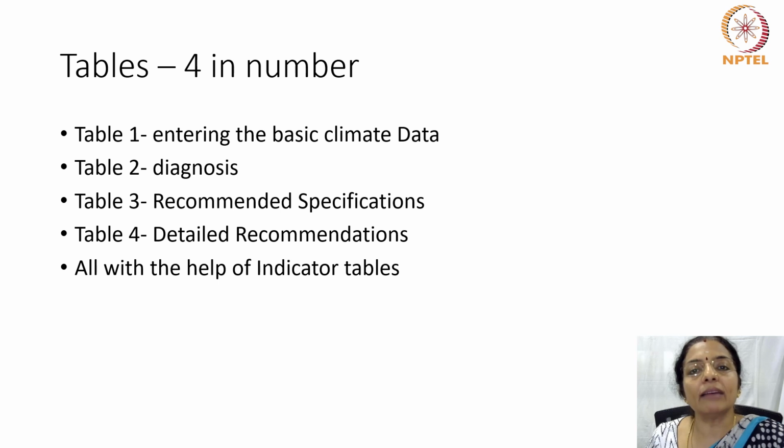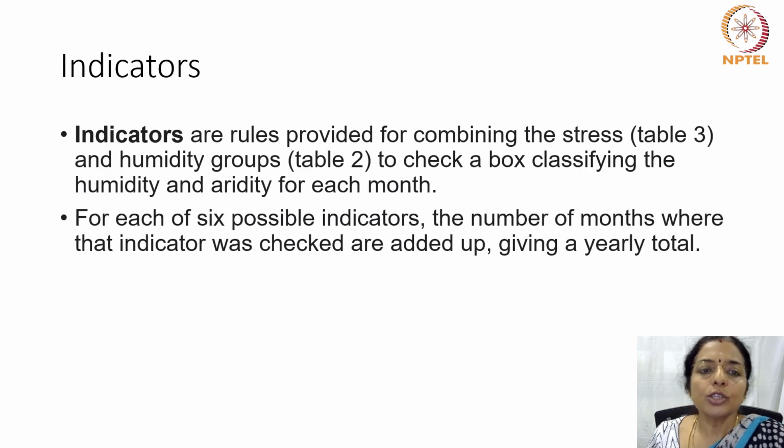We also have a set of indicator tables. So what are indicator tables? Indicators are rules provided for combining the stress that you get from table 3 and the humidity group from table 2 to check a box classifying the humidity and aridity of the place. Check a box. You just have to tick it. For each of the 6 possible indicators, the number of months where that indicator was checked are added up, giving a yearly total.